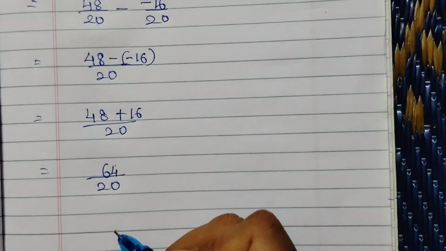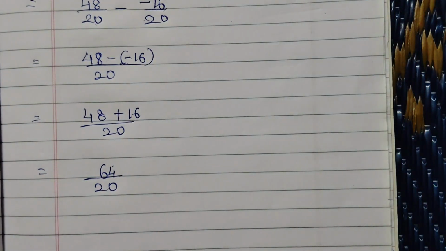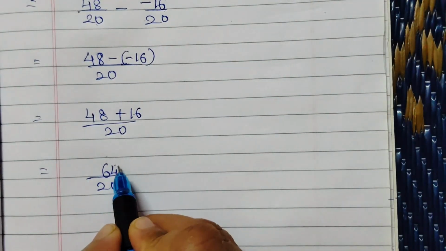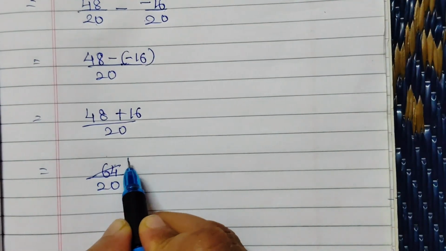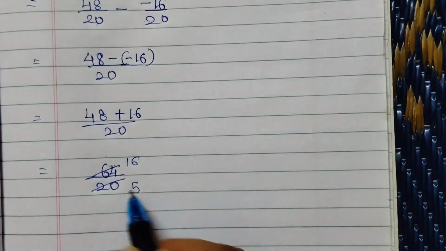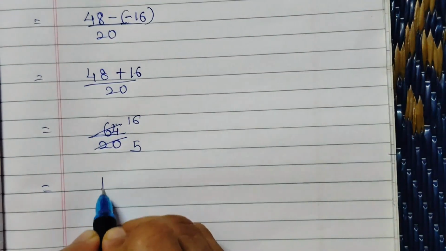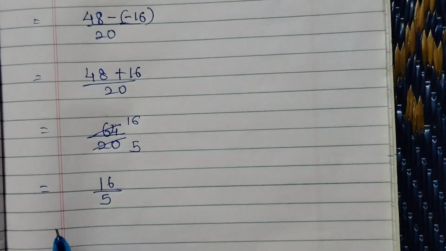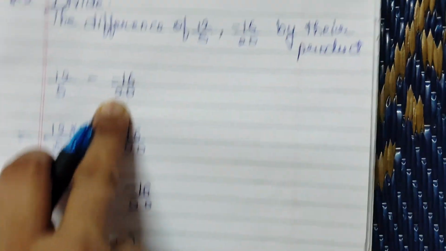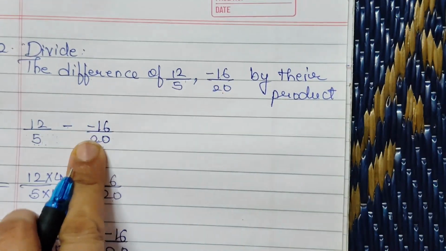Okay. Further we can reduce this. Both 64 and 20 go in the 4 table. So 4 1s are 4. 4 3s are 12. 4 16s are 64 and 4 5s are 20. So what we get? 16 upon 5. Okay, this is the difference answer we got. Okay, now we found out the difference.